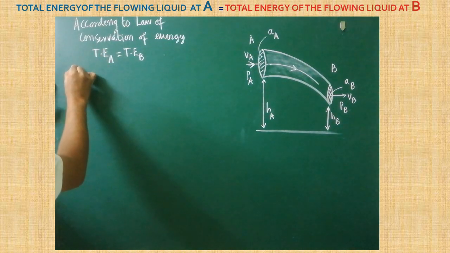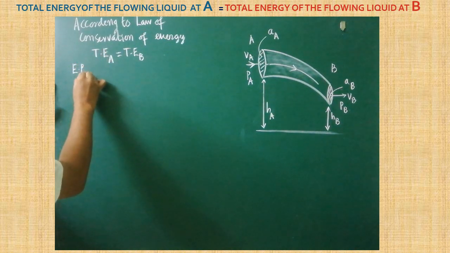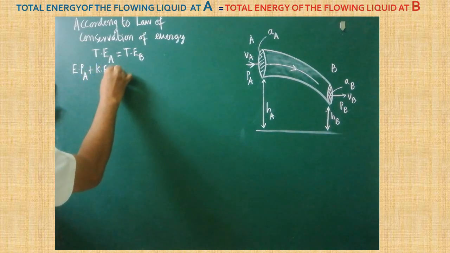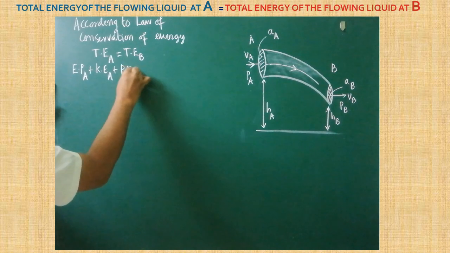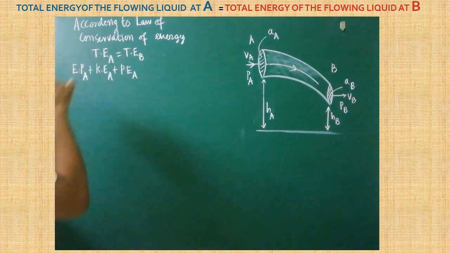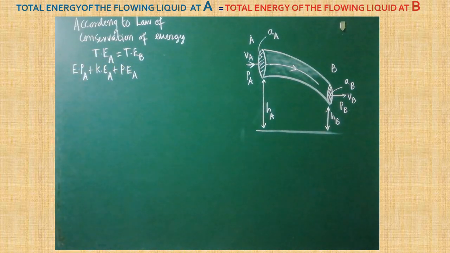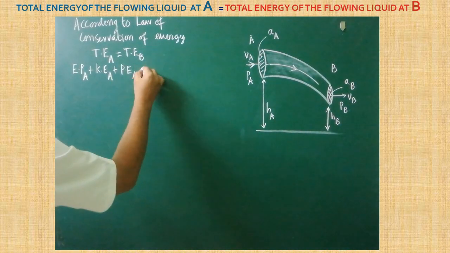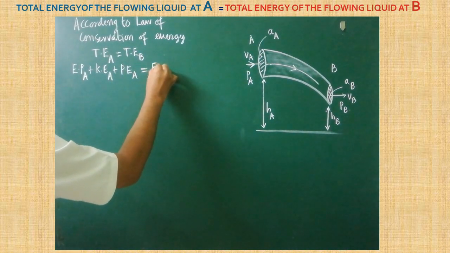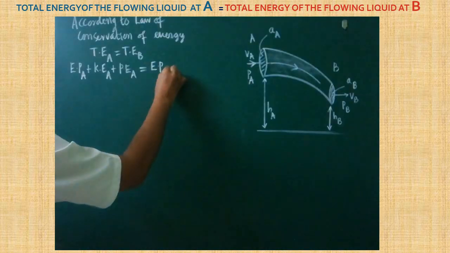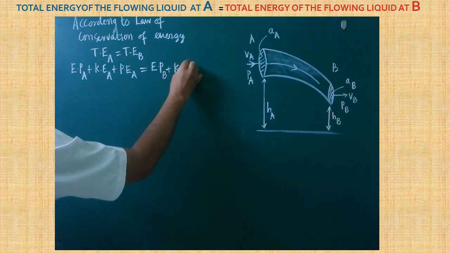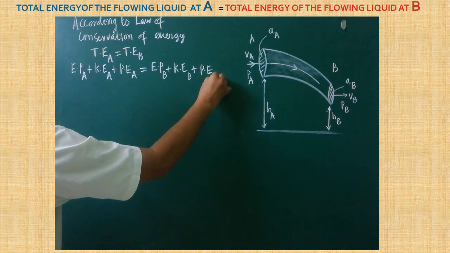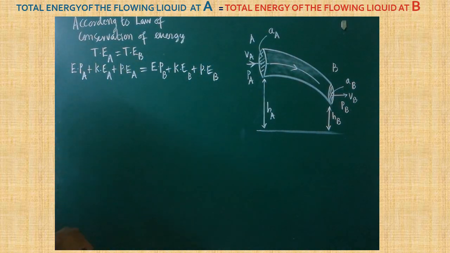That is pressure energy. Pressure energy at A, plus kinetic energy at A, plus potential energy at A. If all are added, only then will you get the total energy of the liquid at A. Like this, for B also we can calculate the total energy. How will you write it? Pressure energy at B, kinetic energy at B, potential energy at B. If all are summed up, you will get the total energy.